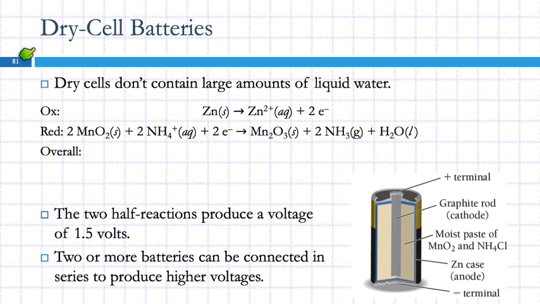So dry cell batteries, these are very old-fashioned. They don't have a lot of water in them. And so these typically use zinc being oxidized and manganese 4 being reduced. So the overall reaction, we can add these two together.